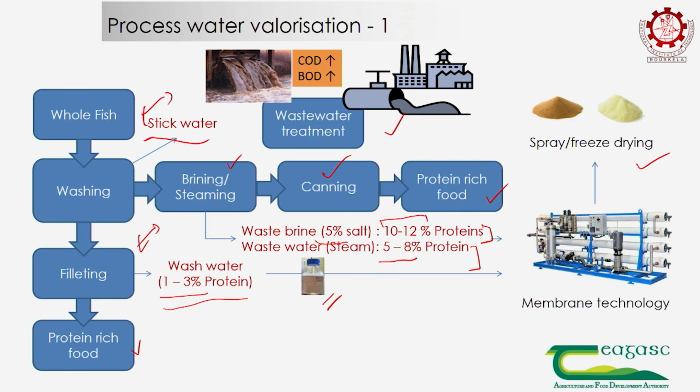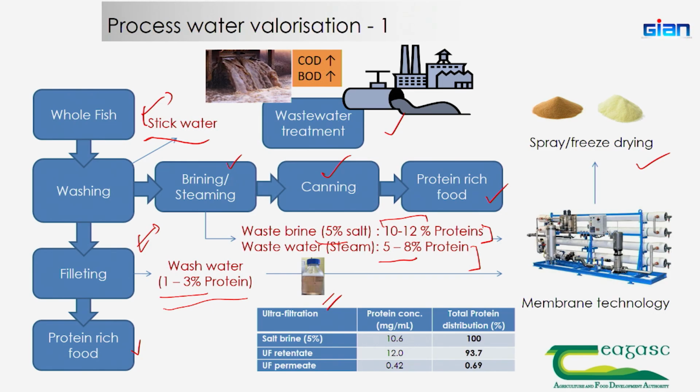And then if you see ultrafiltration, salt brine, ultrafiltration retentate and permeate. That is something like when you are separating, you have retentate and permeate, two fractions, and the amount of protein is distributed in different fractions. If you are using ultrafiltration at molecular level, a normal brine solution contains 10.6 milligram per ml, and with ultrafiltration, 90% protein can be recovered. That goes straight for spray drying, you get a protein.